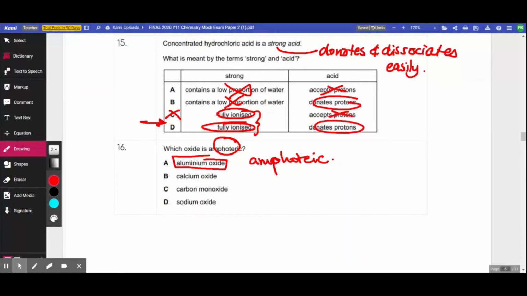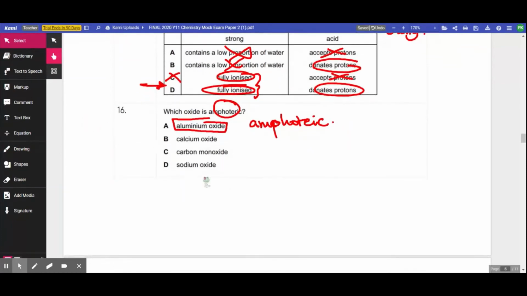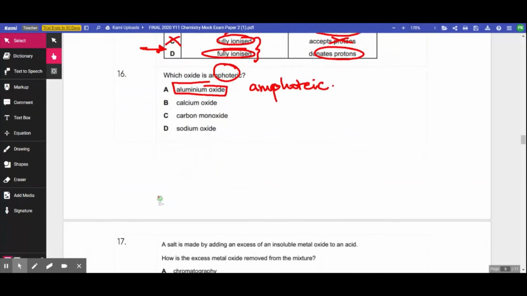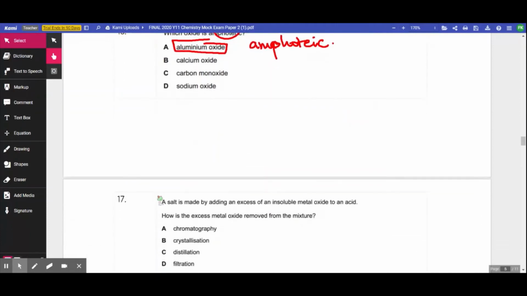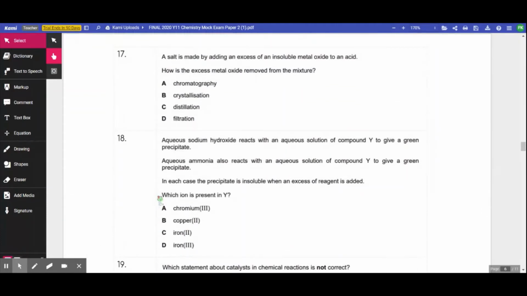Right, very quickly, we are going to go on to the next question. By the way, carbon monoxide is neutral, sodium oxide is basic, and also calcium oxide is basic as well. So, next question. We're going to stick with the theme of acids and bases, but we are going to tackle question number 17. So pause the video if you need to.